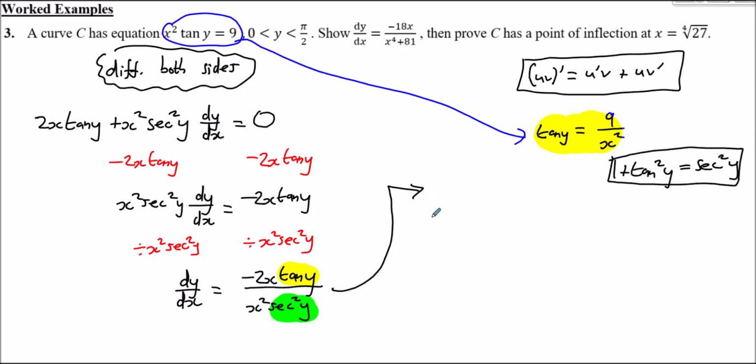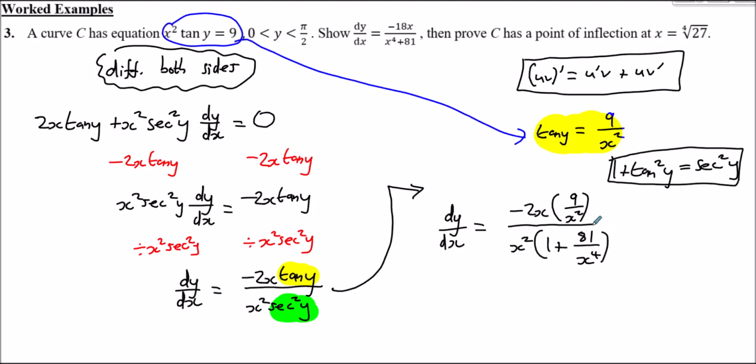So just rewriting this in terms of x, dy by dx is going to be minus 2x multiplied by 9 over x squared, because that's what tan y is in terms of x. On the bottom, you're going to have x squared, and then sec squared is 1 plus tan squared. So that's going to be 1 plus 9 over x squared, all squared. So square the top, 9 squared is 81. The denominator, x squared squared, is x to the power 4.